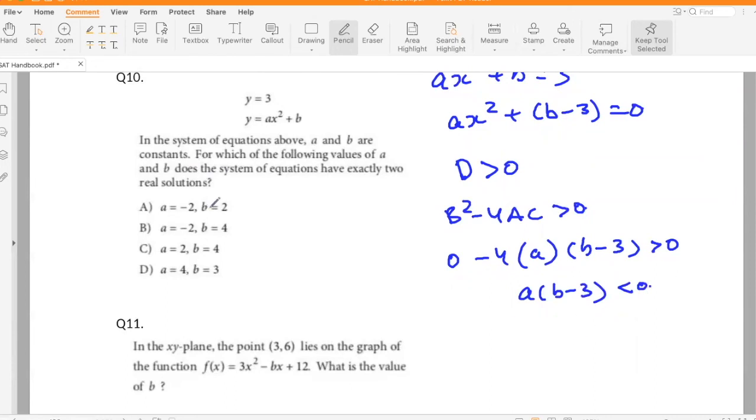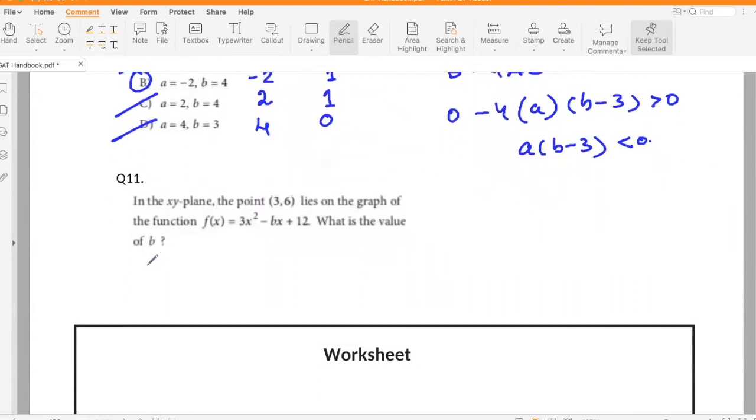So let's find that a times b minus 3. So let's find a and let's find b minus 3. So a is negative 2, b minus 3 is minus 1, and their product is not negative. a is negative 2 and b minus 3 is 4 minus 3, which is 1, and their product is negative. So this is the answer. a is 2 and b minus 3 is 1. So their product is positive, so not this. And a is 4 and b minus 3 is 0. So their product is 0, so not this as well. So B.